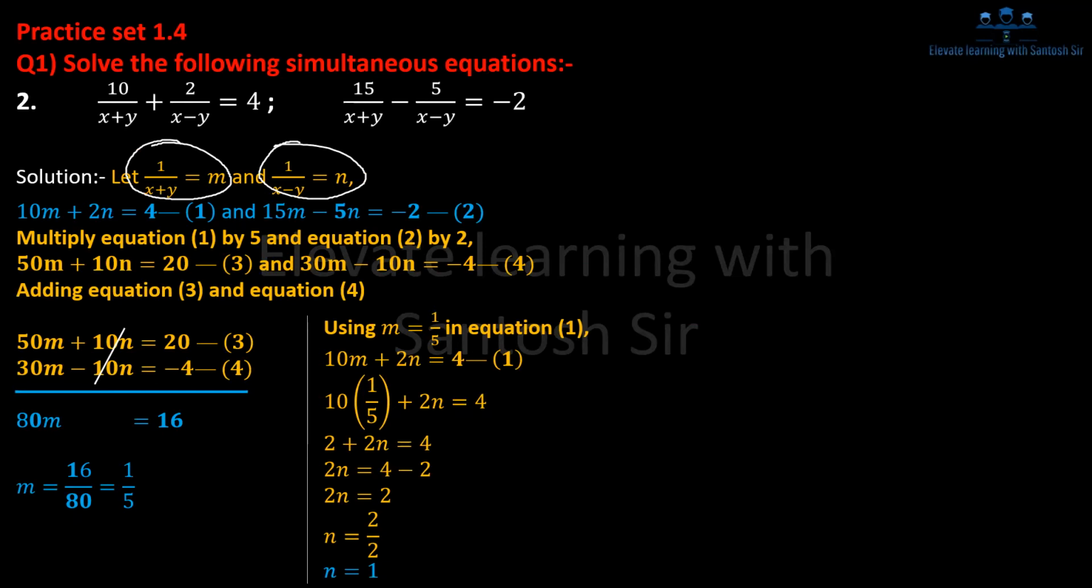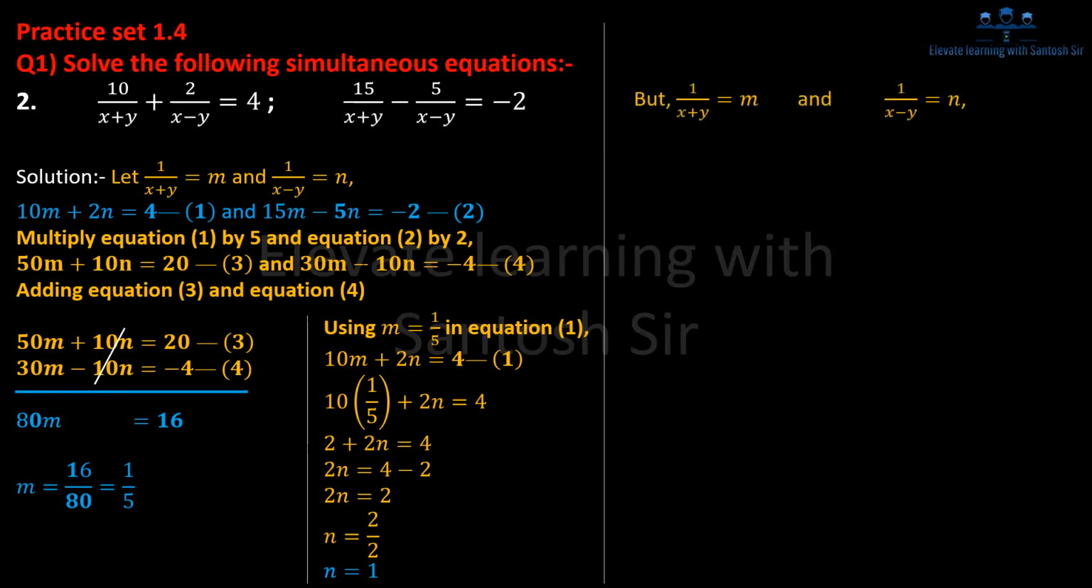Now we will use the relation that we used in the beginning. As 1 upon x plus y is m and 1 upon x minus y is n, we can say that 1 upon x plus y is equal to 1 upon 5 and 1 upon x minus y is equal to 1. On simplifying this, we will get two equations, that is x plus y is equal to 5 and x minus y is equal to 1. Now we can solve these two equations simultaneously to get the values of x and y.